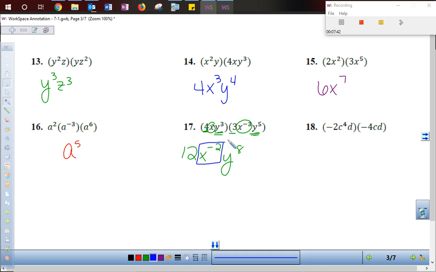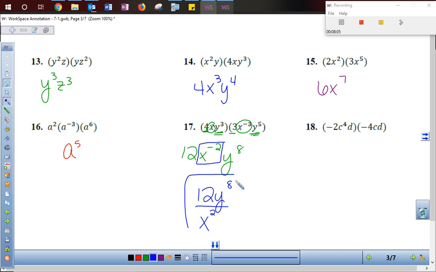Now, if you'll notice, I have a variable with a negative exponent here. Now that can't happen, so we need to move just this variable to the denominator because this was like one big fraction. So, to do that, we're going to keep the 12 in the numerator and the y to the 8th in the numerator, but this x to the negative 2nd is going to come down here to the denominator and it'll turn positive. So 12y to the 8th over x squared.